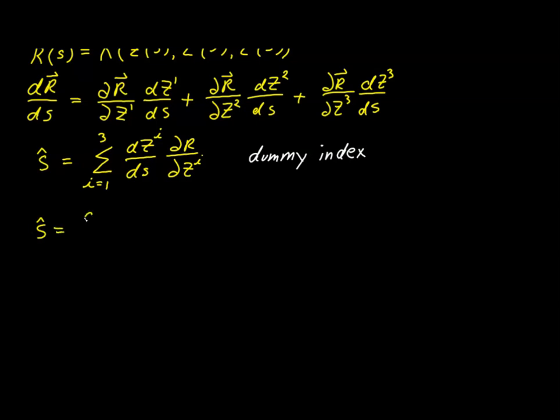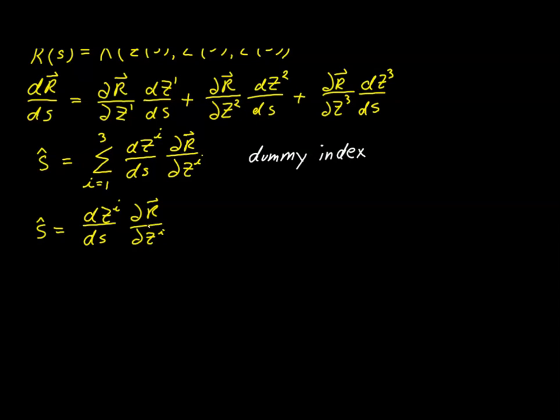We simply write down the factors dz^i with respect to ds and the partial of r with respect to z^i. And I see I missed something here. This was a vector, so let's correct that. All right.